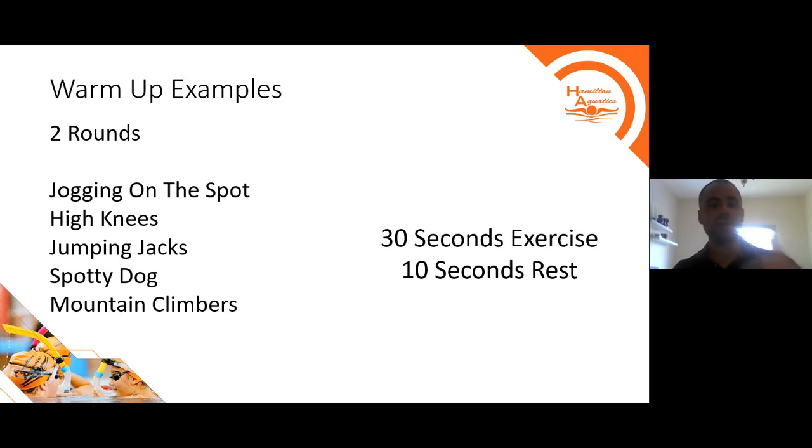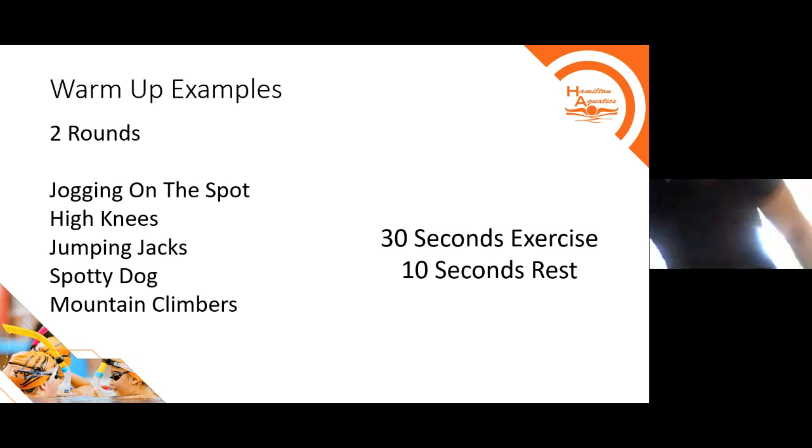We're going to be doing jogging on the spot, high knees, jumping jacks, spotty dogs, and finishing off with the mountain climbers. I know that the majority of you will know all these exercises. So let us prepare then. We're going to start off by doing 30 seconds jogging on the spot and then 10 seconds rest. As we're performing the exercises, I'm going to give you a couple of pointers on how to improve your exercises. So let's get started then on your mats.